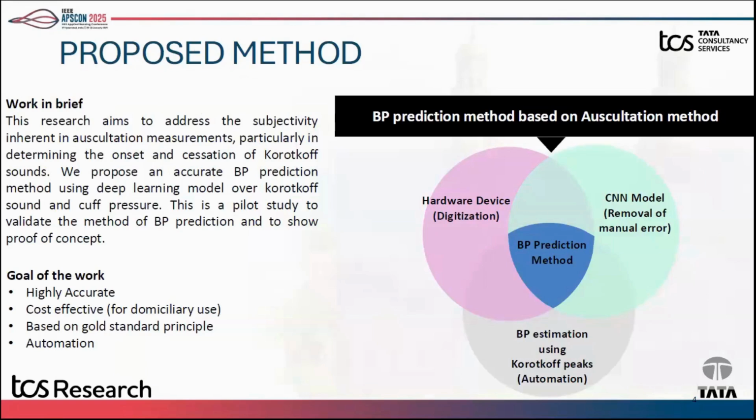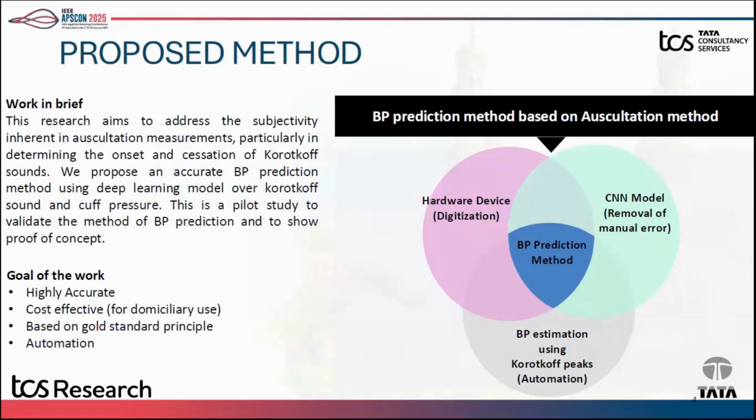Basically, this model will classify whether a particular sound signal has Korotkoff sound or not, specifically the Korotkoff peak. And the third component is the BP estimation method. This is completely based on the auscultation method. As I explained, when the Korotkoff sound starts, at that particular instant, what was the cuff pressure? That pressure will be determined as the systolic, and the cuff pressure at the particular time instant at which the Korotkoff sound stops.